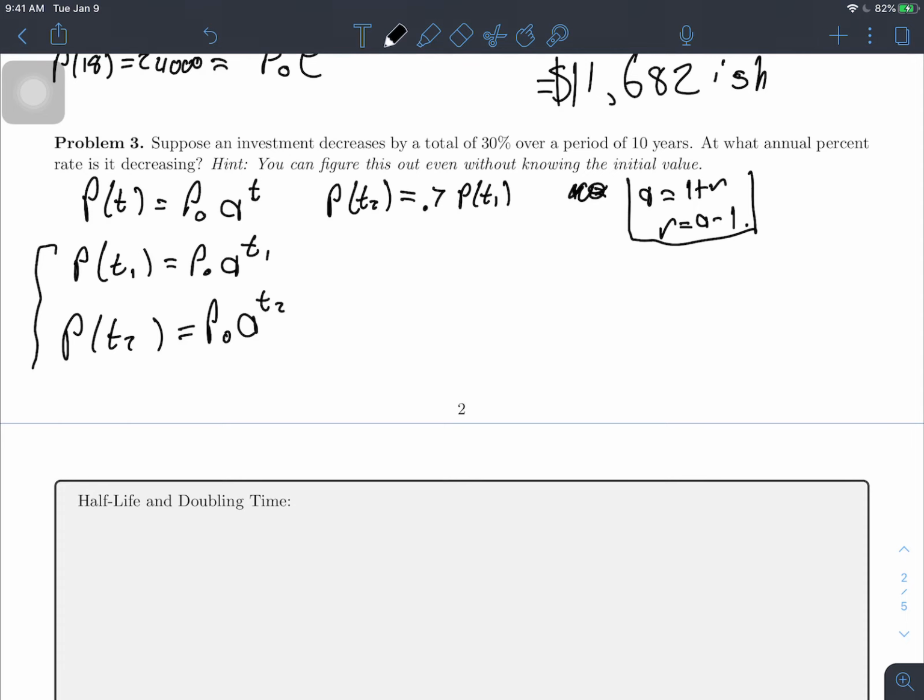So using these three equations, which I'll put a pink thing around, we can actually figure out what A is going to be. If we know what A is, we know what R is. So the way I'm going to do it is as follows. I'm going to write P naught A to the T2 equals 0.7, and now in here I'm going to put P of T1, so that's going to be P naught times A to the power T1.